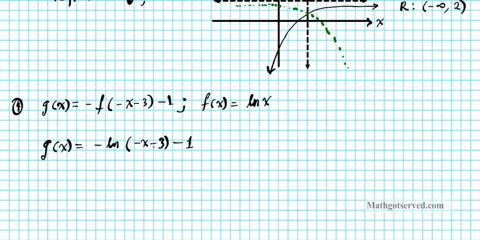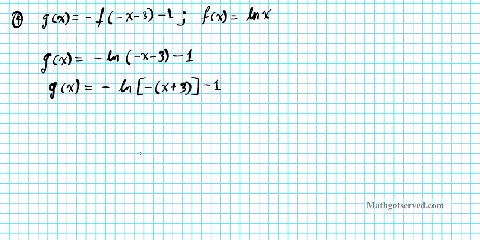Now, let's rewrite this interior piece, the argument of your logarithmic function, in a way that's easy to determine what the shifts are and also the reflection along the x-axis, okay? So we can rewrite this as g of x equals negative the natural logarithm of factor out the minus x plus 3. Okay, close that, minus 1. Alright, we can clearly see that we have two reflections here, just like the previous problem. And we have vertical and horizontal translations too. So let's address the shifts or the translations first, and then we'll talk about the reflections later.